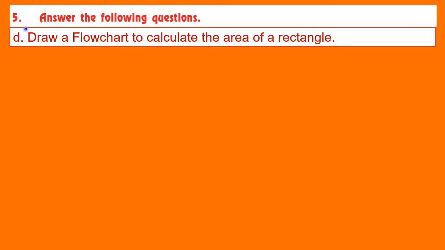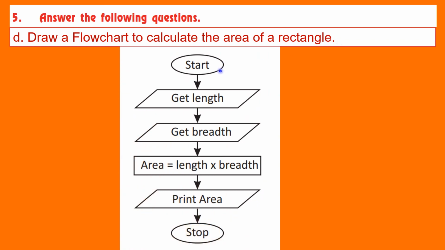D part of the fifth question. Draw a flowchart to calculate the area of a rectangle. Now in this question we have to draw a flowchart which calculates the area of a rectangle. Now let's see how to draw the flowchart. First of all, we'll draw an oval shaped symbol used to show the beginning of the flowchart. Now to calculate the area of a rectangle, you must know the formula. The area of a rectangle is length into breadth.